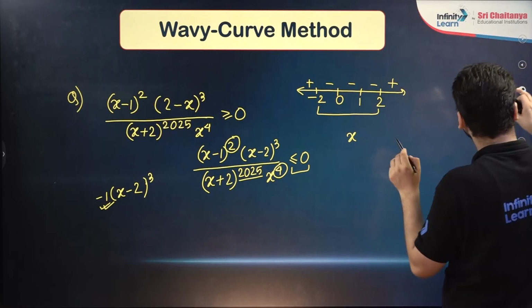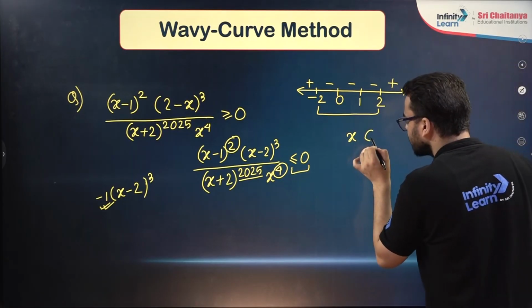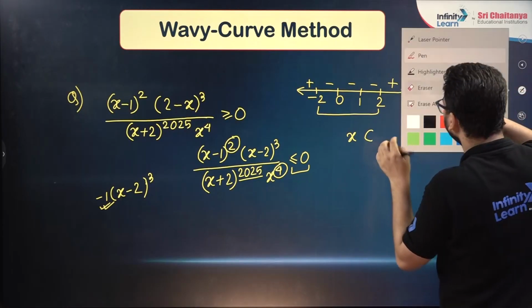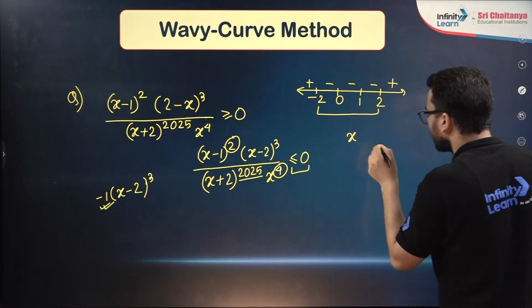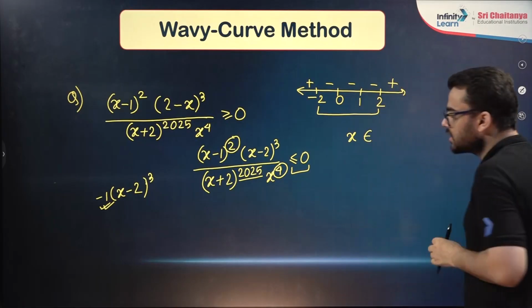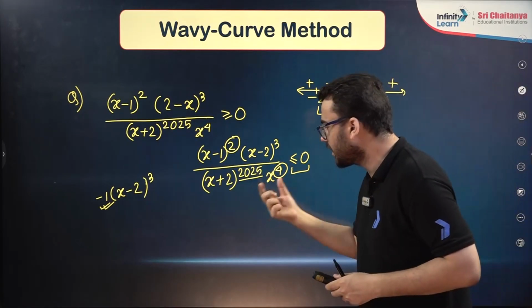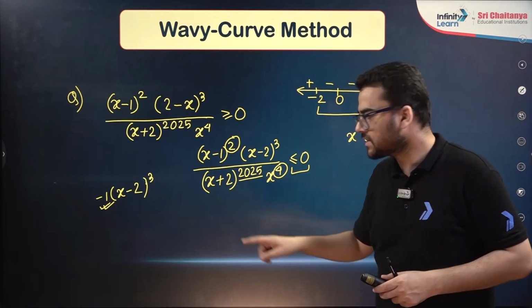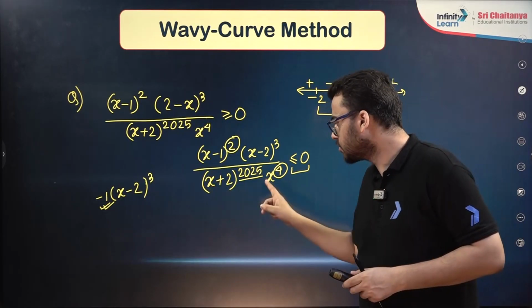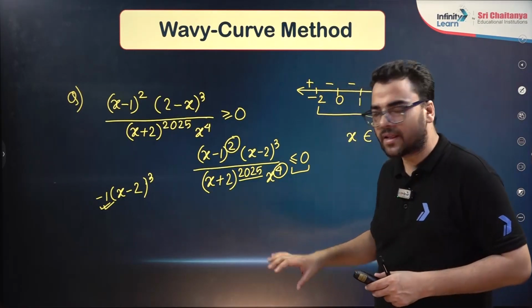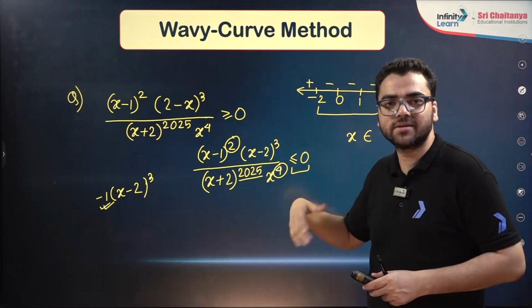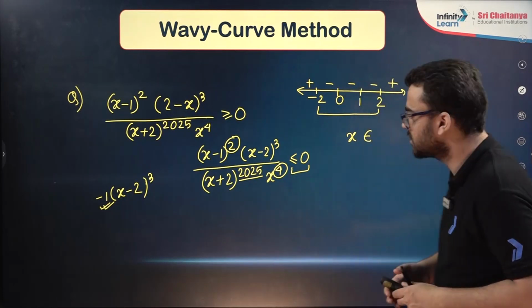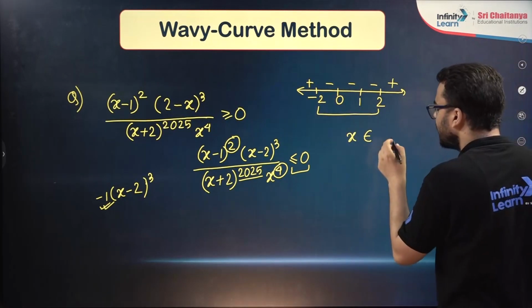You see over here, you just can't keep your eyes closed and take all the values, because that might make your answer wrong. Why? Because the zero of the denominator cannot be included. I cannot put x equal to minus 2 and x equal to 0 over here. That will make the denominator 0, and division by 0 is not possible. So minus 2 can't be taken.